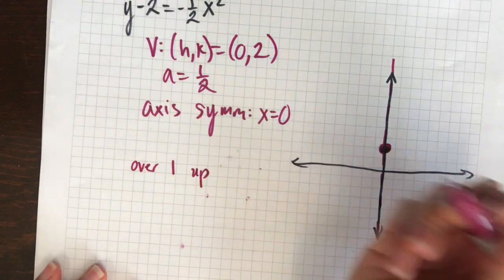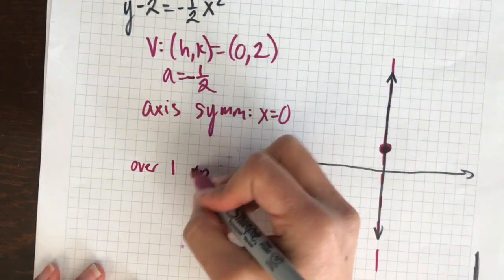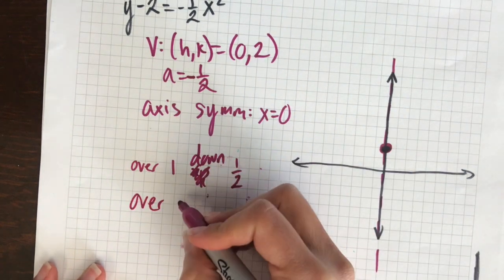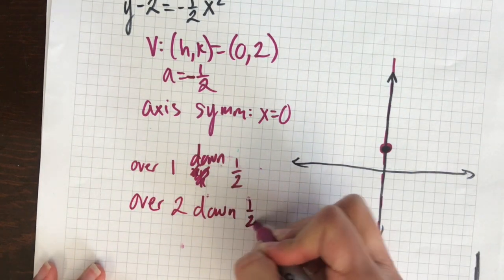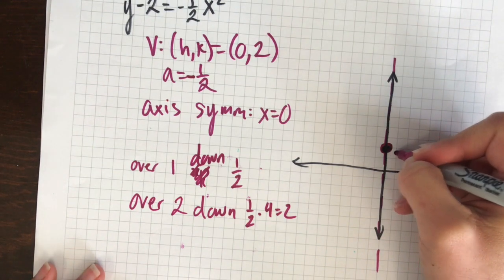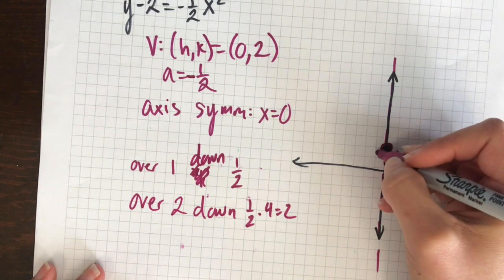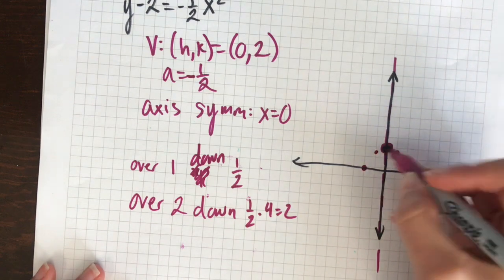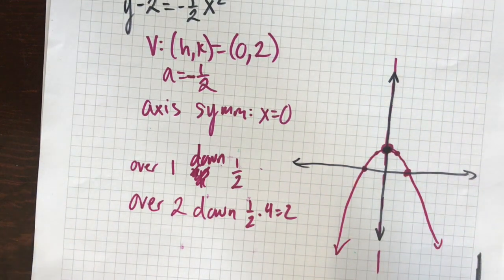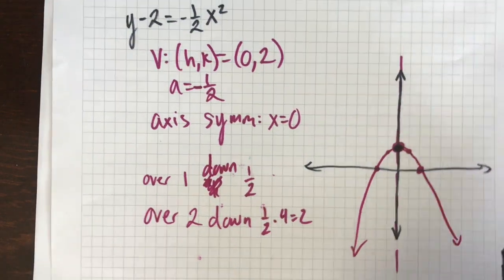Okay, so I've drawn my vertex. And then what I'm going to do is I'm going to go over 1. Now, usually I go up by a, so I'd go up by 1/2. But in this case, since it's a negative a, I'm going to go down by 1/2. So I go over 1, down by 1/2, or down by a. And then over 2 from the vertex, and then down by 4 times a, which would be 4 times 1/2. So I'd go down by 2.